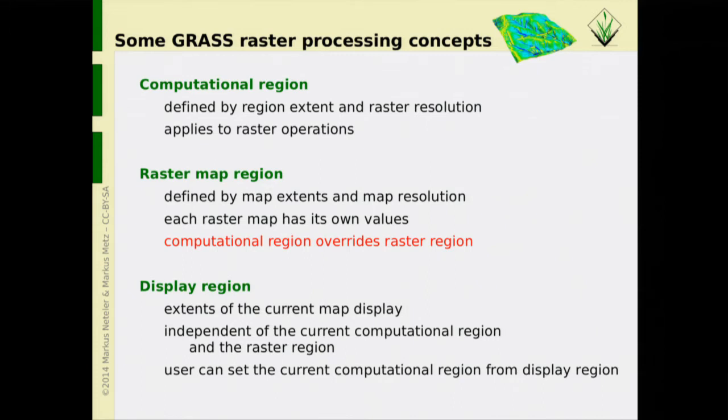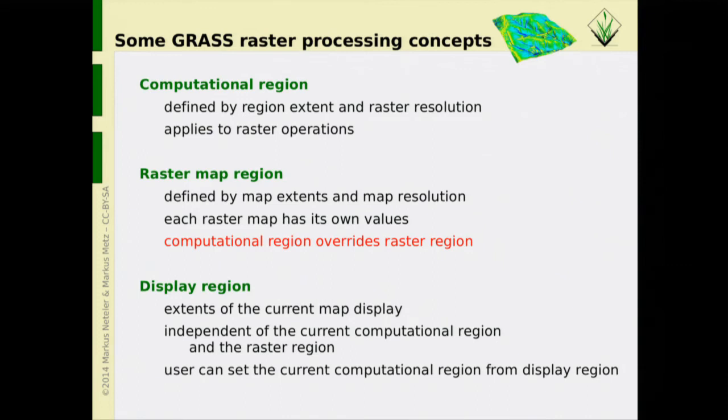So, the computational region is defined by the region extents and the raster resolution, or also by the region extents and the number of rows and columns from which you can then calculate the raster resolution. Region extent means actually the northern, southern, western, and eastern boundaries in which any raster operation will take place.